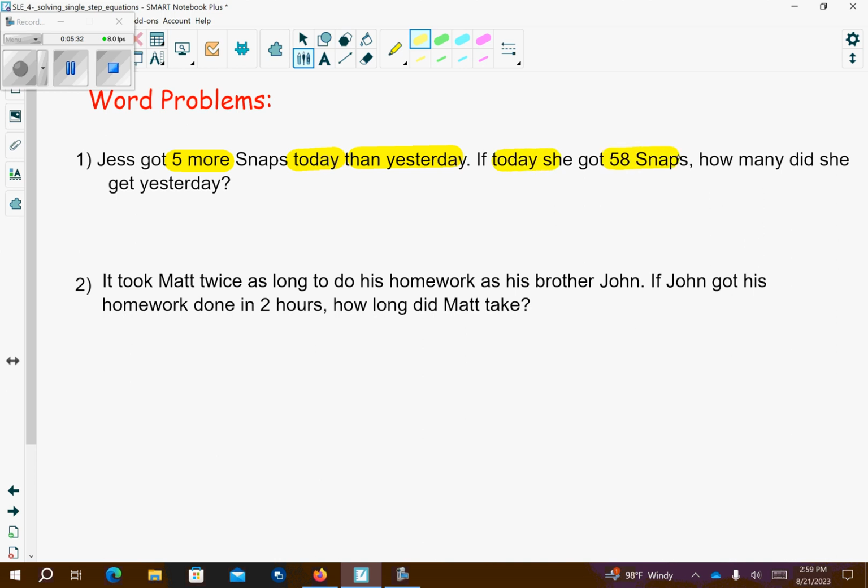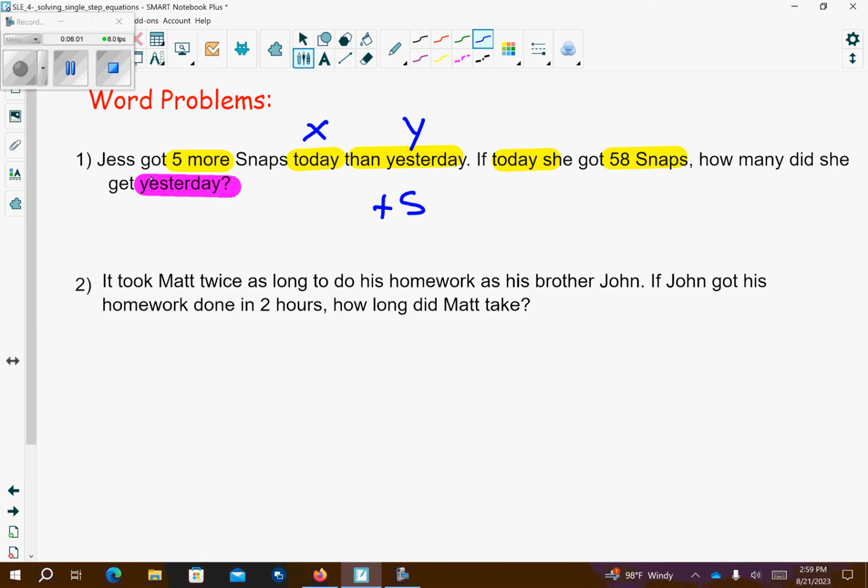Today she got 58 snaps. How many did she get yesterday? All right, so let's see if we can start working that. 5 more means I'm adding 5 to something. Let's call today X, then yesterday. If today she got 58 snaps, how many did she get yesterday? So X can indicate the snaps, but let's actually call this maybe Y.